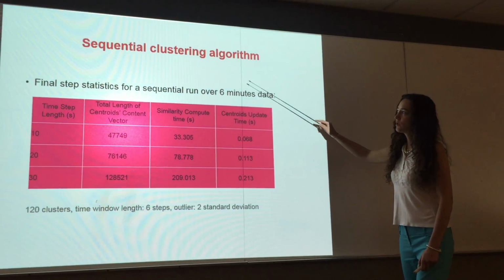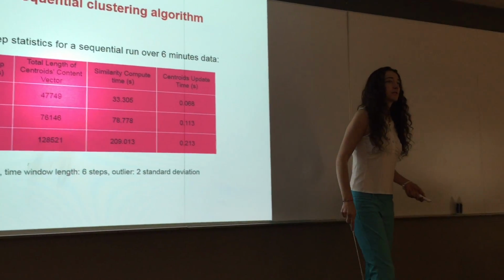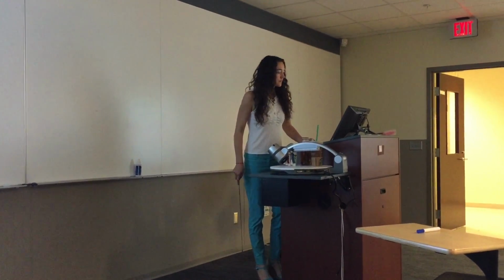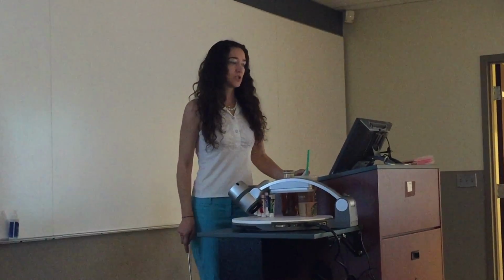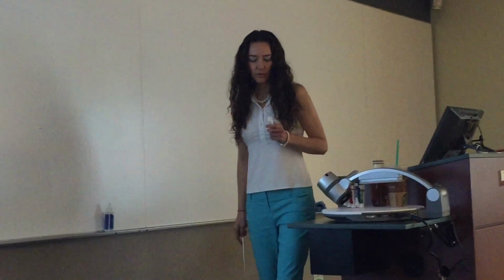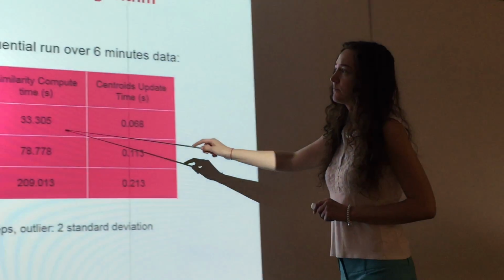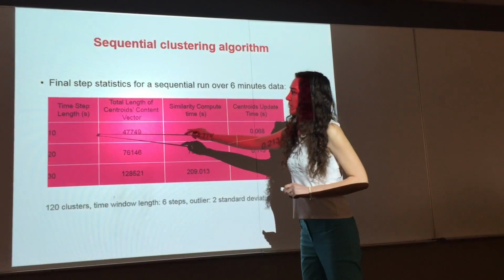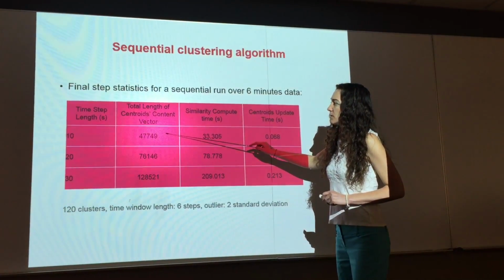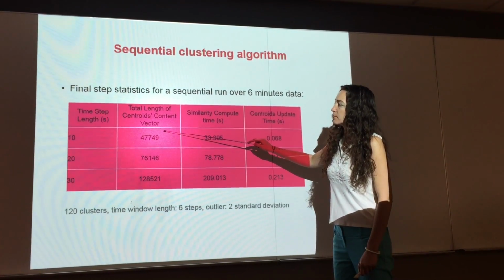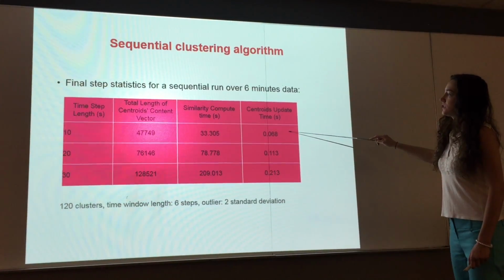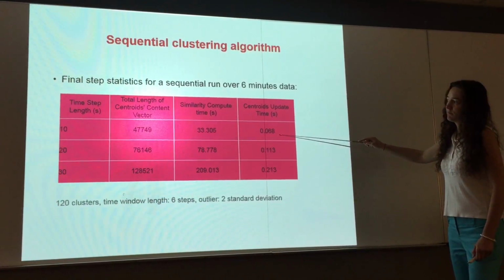If we want to do clustering and do sequential clustering, which is the regular K-means clustering, then it's going to create 120 clusters in 6 iterations. The computation time, 33 seconds, for time step of length 10. This is the center of the cluster. To update the center, it took 0.068 seconds.